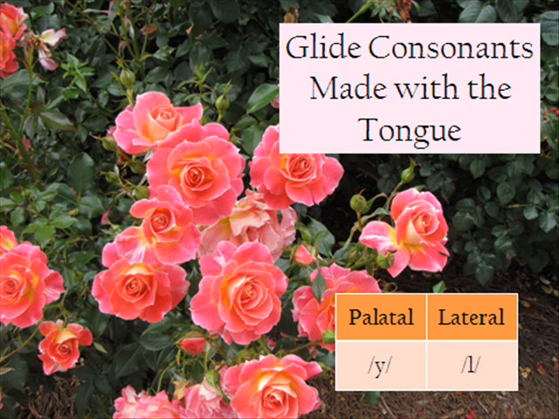We only have two glide consonants formed with the tongue. To say the Y sound, the middle of the tongue raises toward the roof of the mouth. The L, the other glide, is considered a lateral glide because air flows around the side of the tongue.